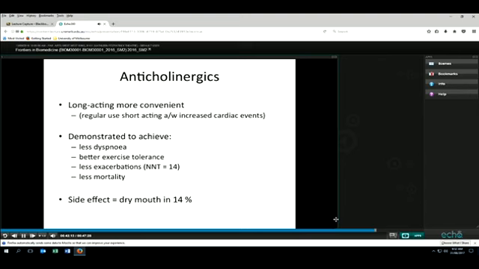But in fact, there's some basic science evidence to say that there is paracrine crosstalk between smooth muscle, which is where obviously the muscarinic agents act, and the airway epithelium as well.